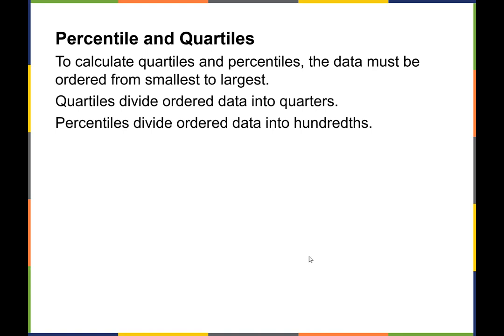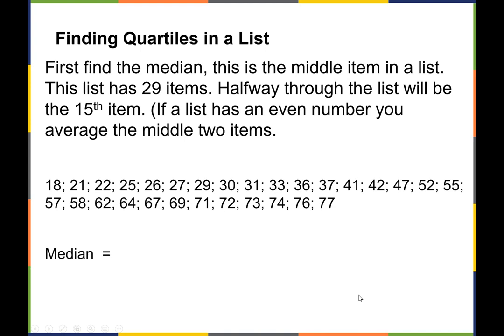In order to do this, we first need to make sure we have ordered the data from smallest to largest. And then quartiles will divide the ordered data into fourths or quarters, and percentiles will divide the ordered data into hundredths. So let's start by finding the median. This is the middle item on an ordered list.